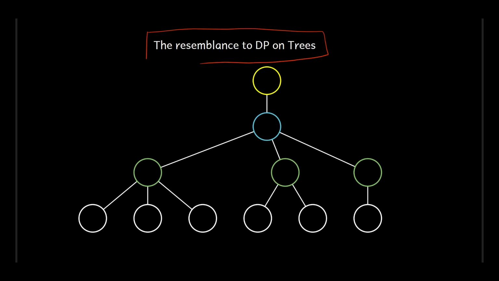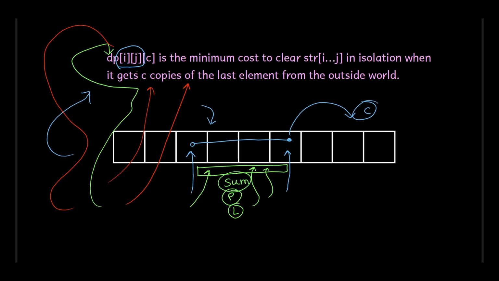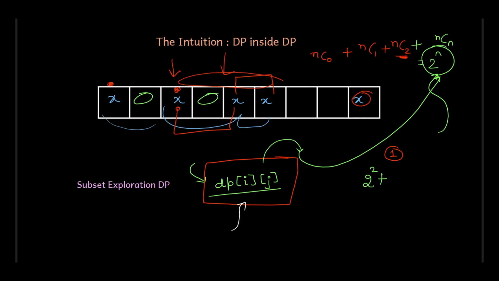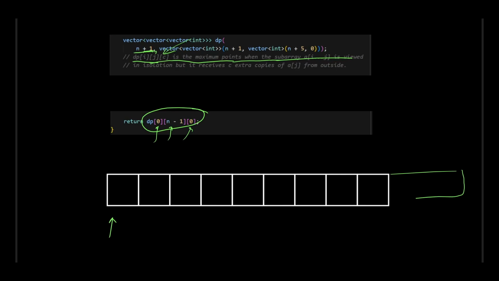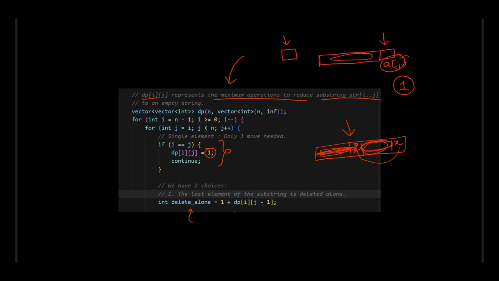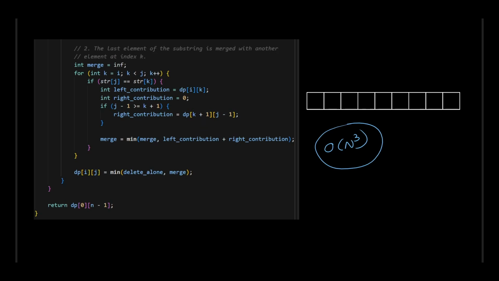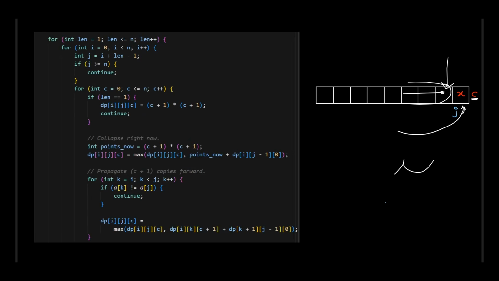So that's why the last parameter that you see over here in this DP i, j and c, this c is nothing but the subset DP that you are doing over the 2 to the power n subsets. And that is the intuition behind why the last parameter comes, even if you ignore the easy version of the problem. So this was it about the interval DP.